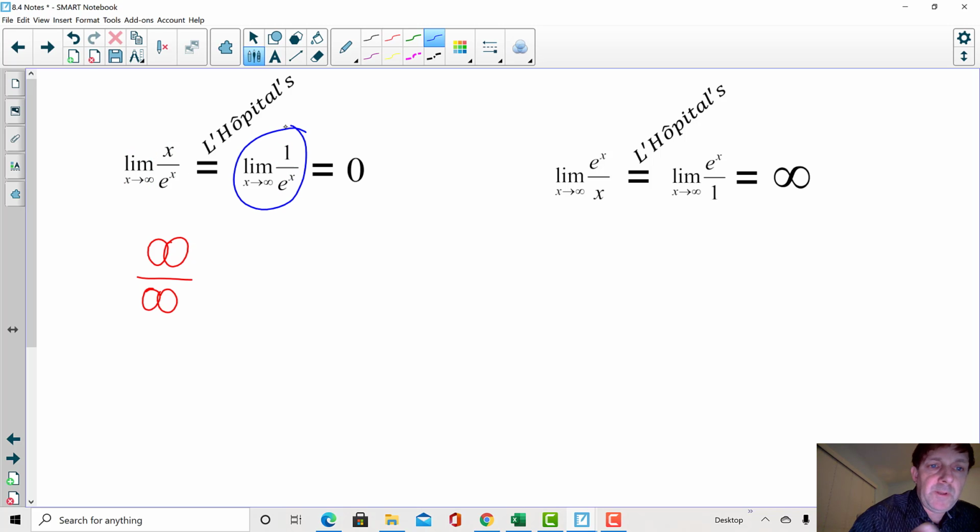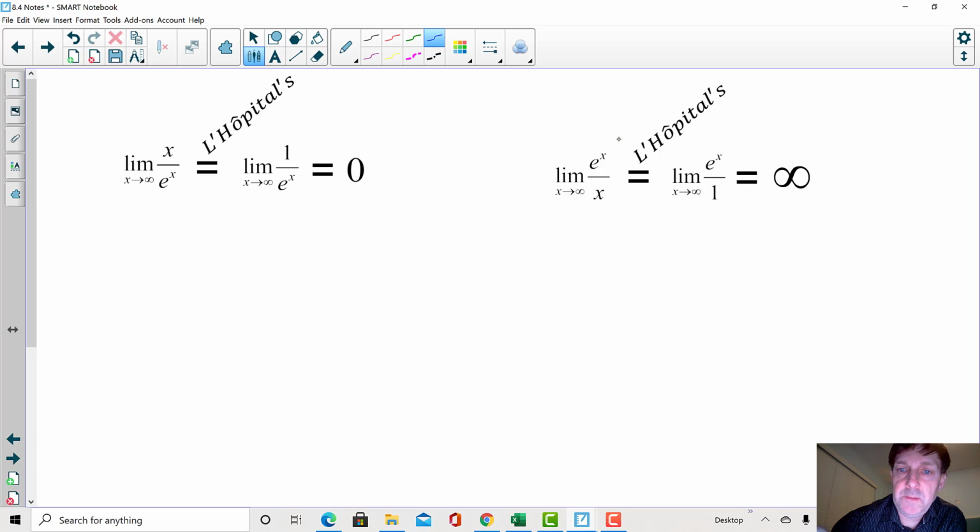Now this is just going to be a plug-in limit. If you plug in the infinity, you get 1 over infinity, and that's 0. Now this is the same example. The only difference is the e to the x is on the top and the x is on the bottom. So same thing, you would get infinity over infinity. So according to L'Hopital's rule, this limit is going to equal this limit here.